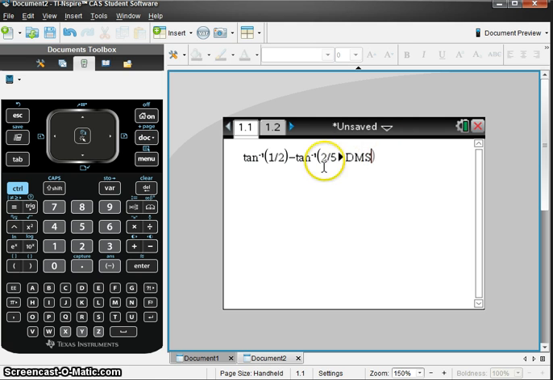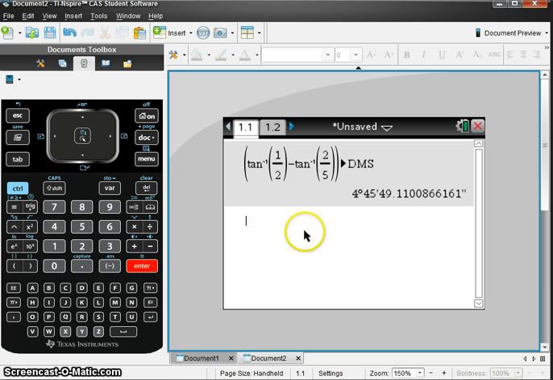Oops. We're not quite outside the bracket, so I have to move that out and put it out here. And so we need DMS. So there we go. We get 4 degrees, 46 minutes to the nearest minute. 49 seconds is closer to a full minute than it is to no minute. So it's 4 degrees and 46 minutes to the nearest minute.